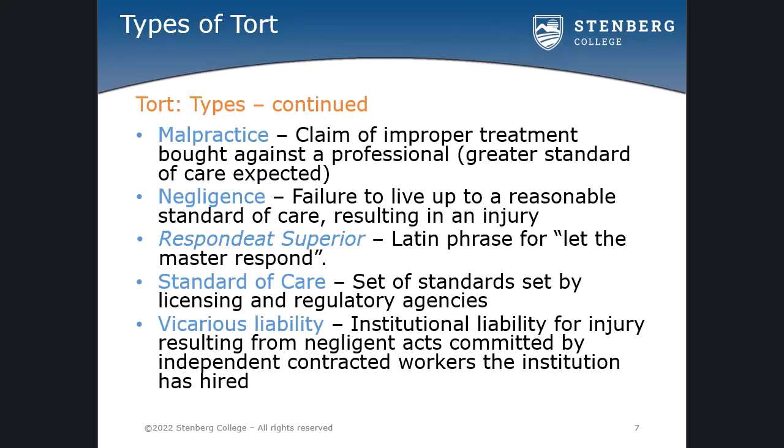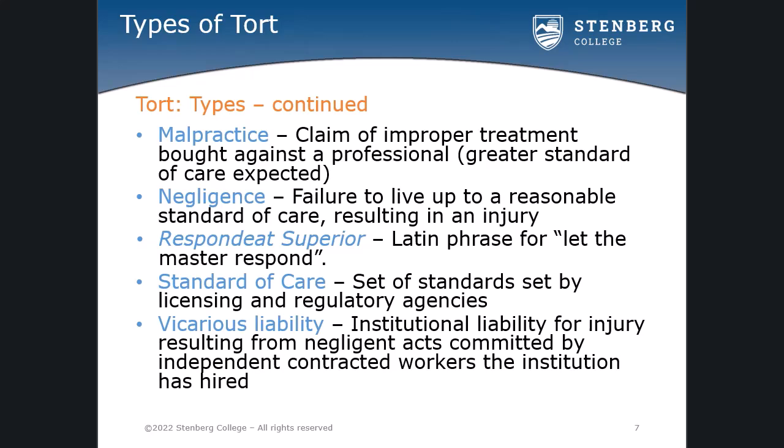Respondeat superior is a Latin phrase meaning let the master respond. It means the healthcare institution is liable for our mistakes. We are responsible, but the institution is liable. Standard of care is a set of standards set by licensing and regulatory agencies.